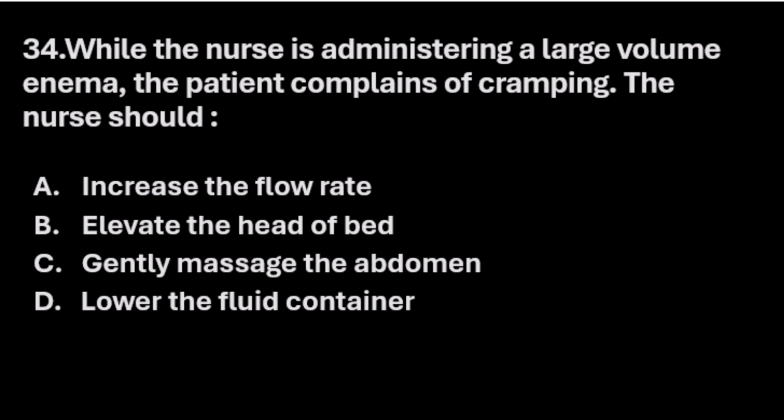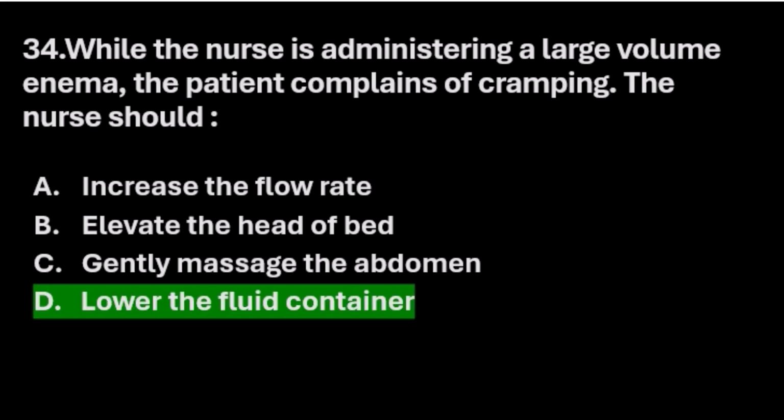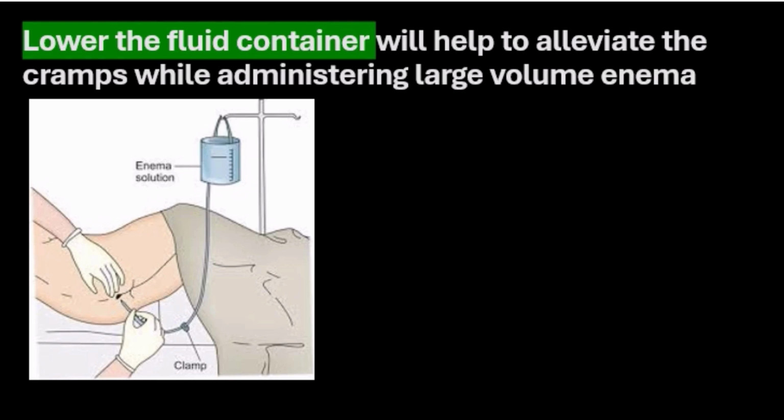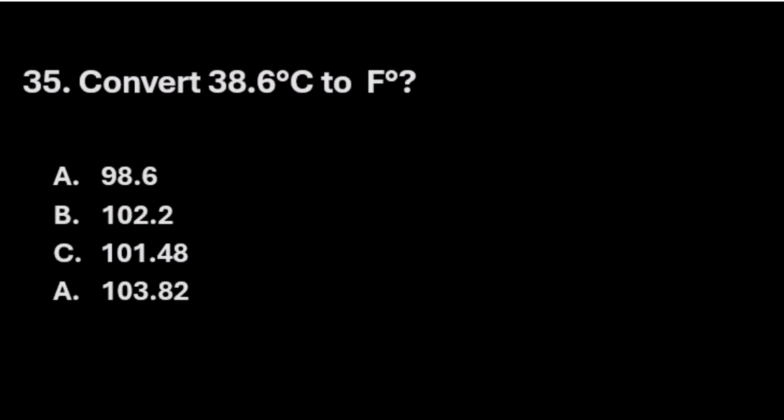Let us go to the right option. The right answer here is option D lower the fluid container. Lowering the fluid container will help to alleviate the cramps while administering large volume enema. Next question. Convert 38.6 degrees Celsius to Fahrenheit.